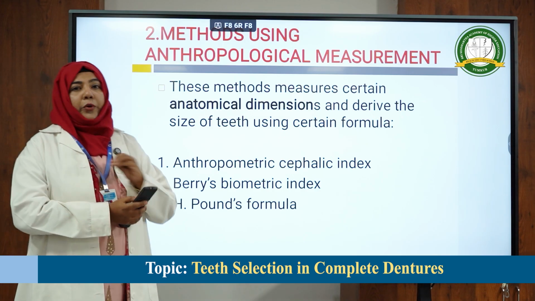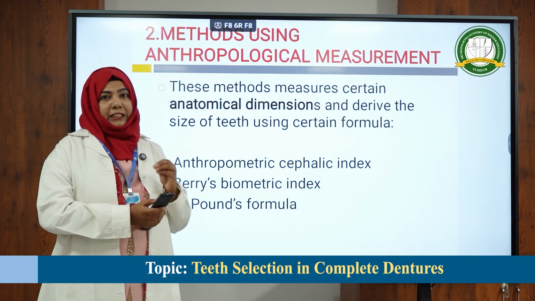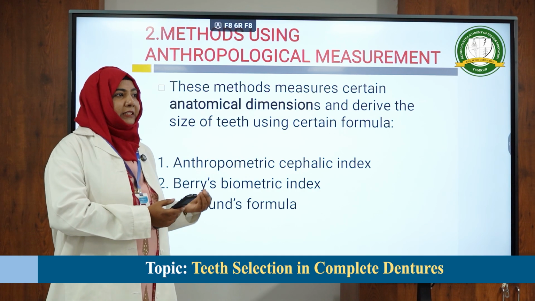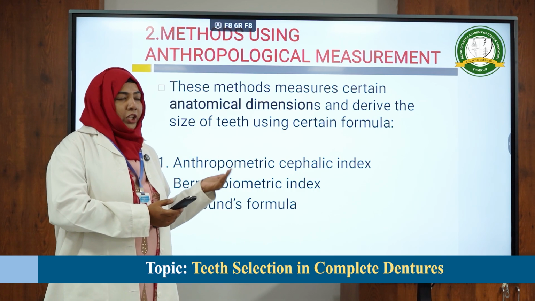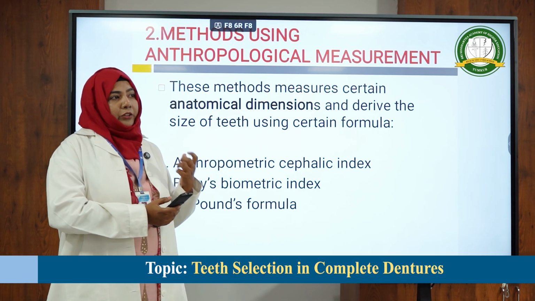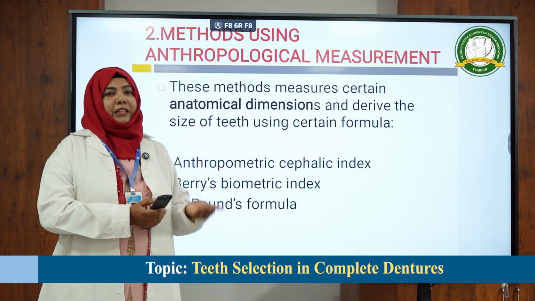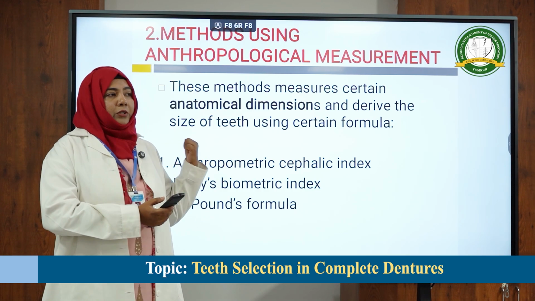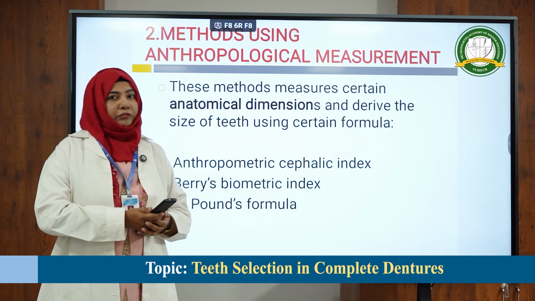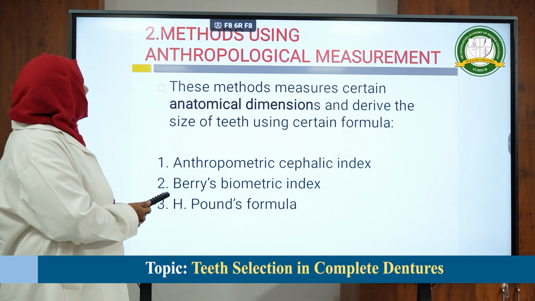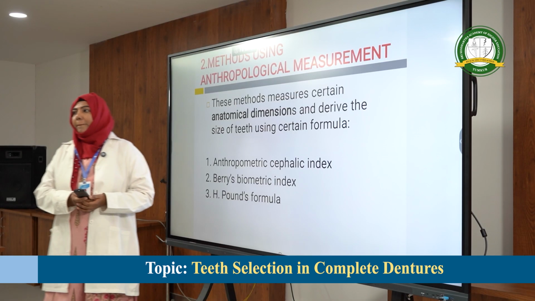If at all you don't have any available pre-extraction records, neither the pre-extraction records of the diagnostic cast which I have mentioned, nor the patient's daughter or son, if you don't have those records, then you can proceed with the other methods such as using the anthropometric measurements or using the anatomical landmarks of the patient. So let's see the method using the anthropometric measurement.